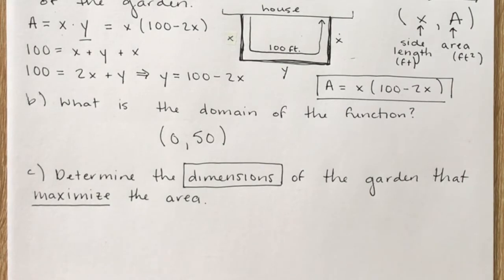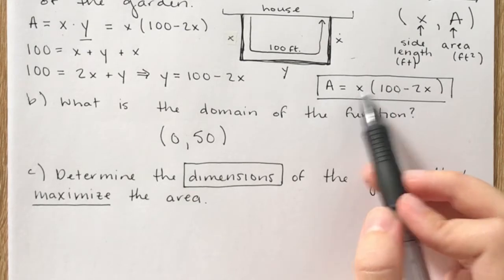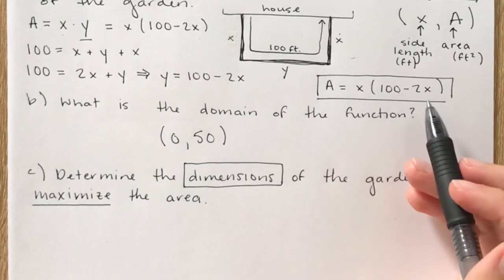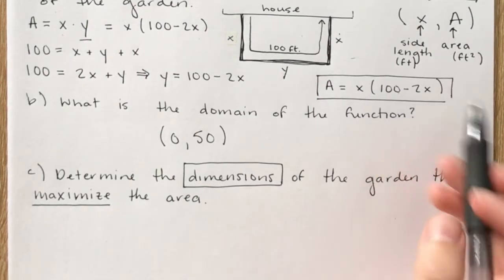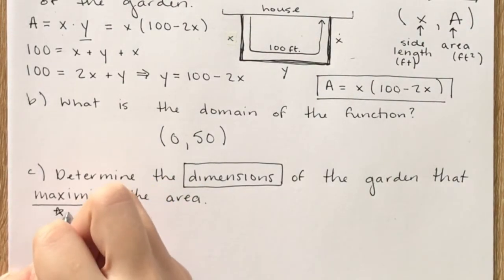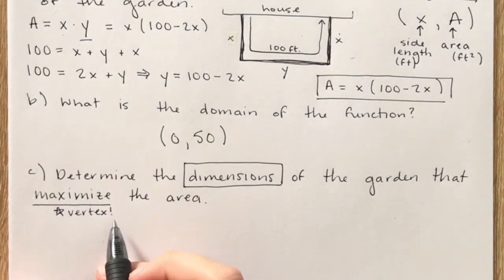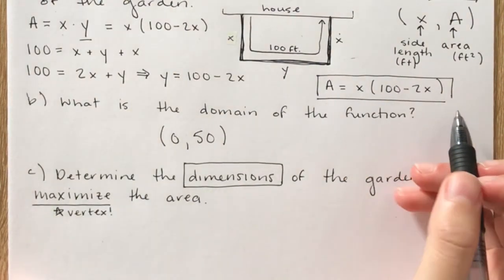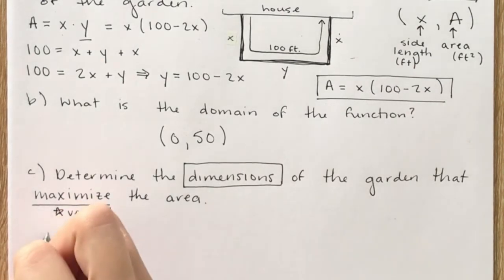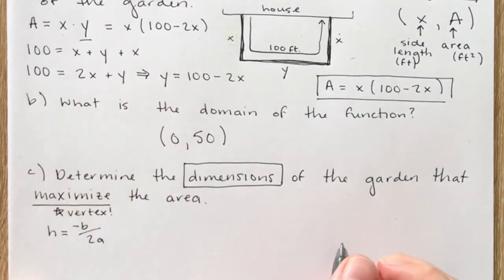So our area function has two x's. When we have two x's and they're both a part of factors, what does that mean? It means we have a quadratic, right? When we have a quadratic and we see the word maximize, we want to always think immediately vertex. So we're definitely going to want to find the vertex of this function. How do we do that? We find h using negative b over 2a, right?